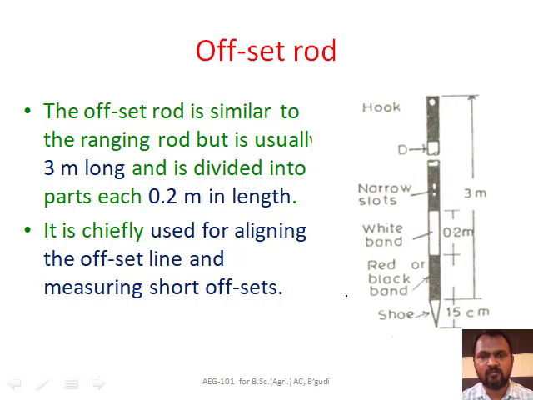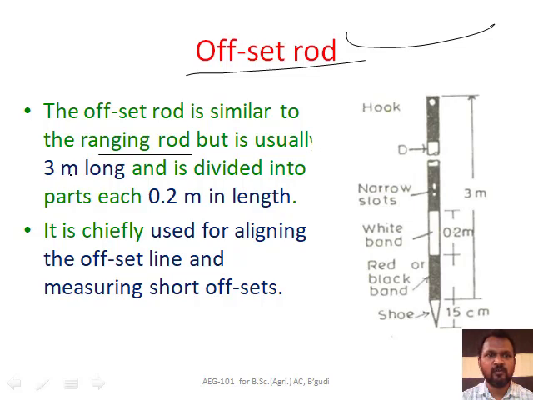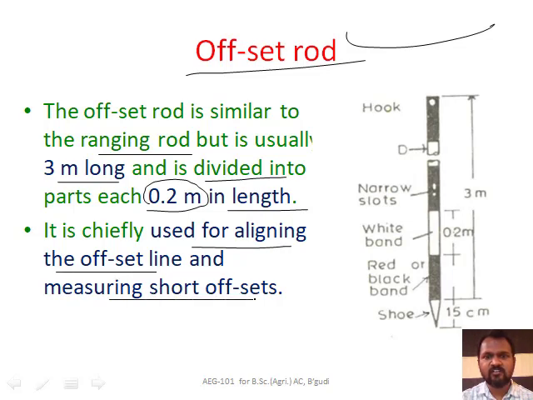Then the next type of instrument which we use in surveying is the offset rod. This offset rod is similar to the ranging rod but usually 3 meter long and divided into parts of 0.2 meter in length. It is chiefly used for aligning the offset line and measuring short offsets. Here in this diagram you can see it has 3 meter length.